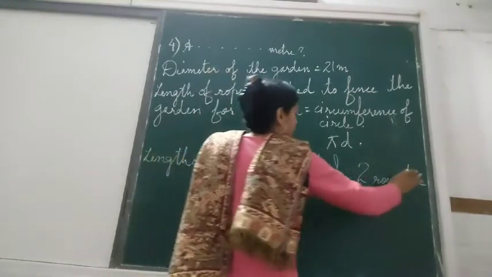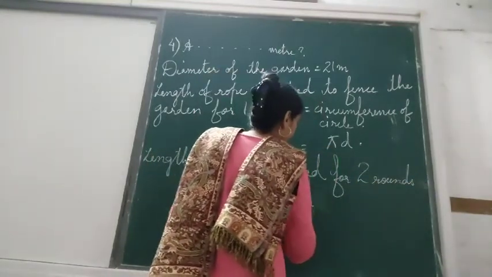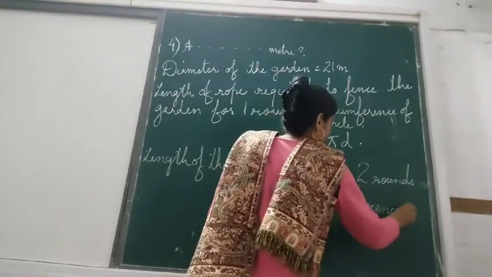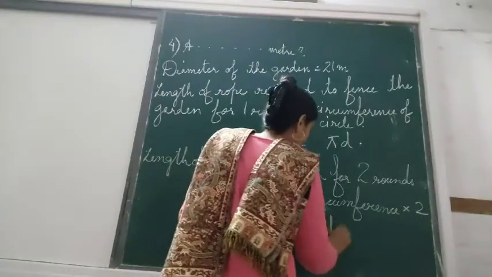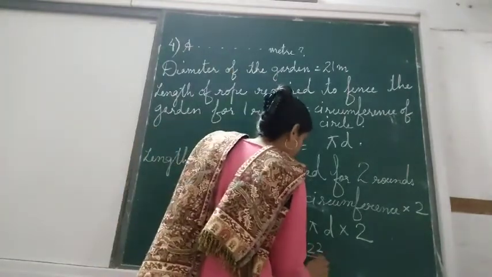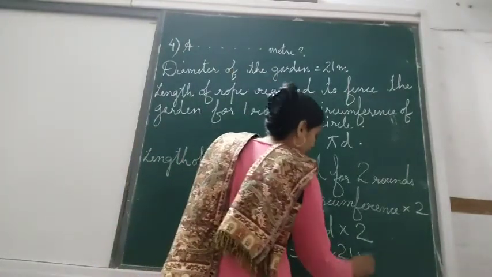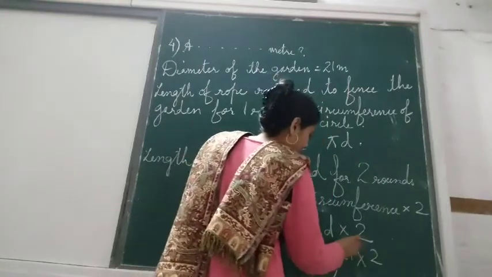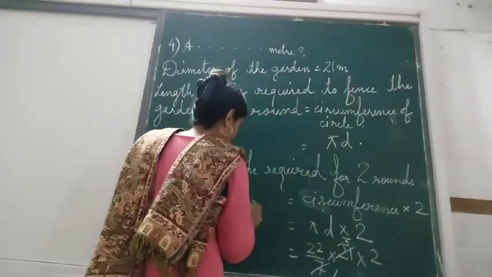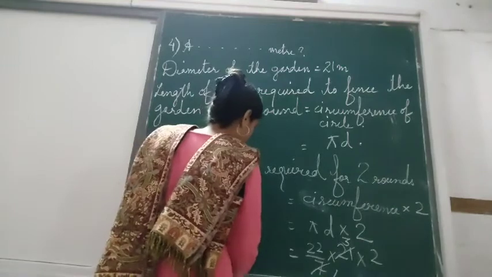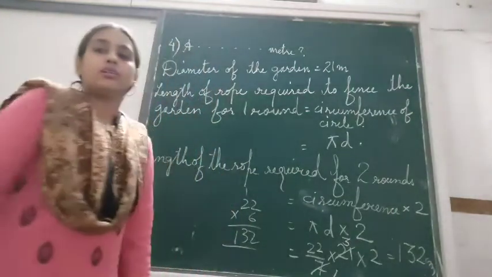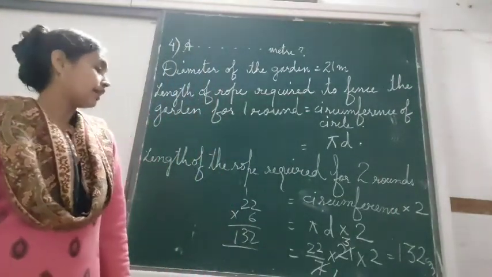That is circumference into 2, that is pi d into 2. So pi is how much? 22 by 7 into d, which is 21 into 2. So 7 ones are 7, 7 3s are 21, 3 2s are 6. 6 into 22. 6 2s are 12, 6 2s are 12, 13. So it's 132 meters. This is the total length of rope which the gardener will buy.